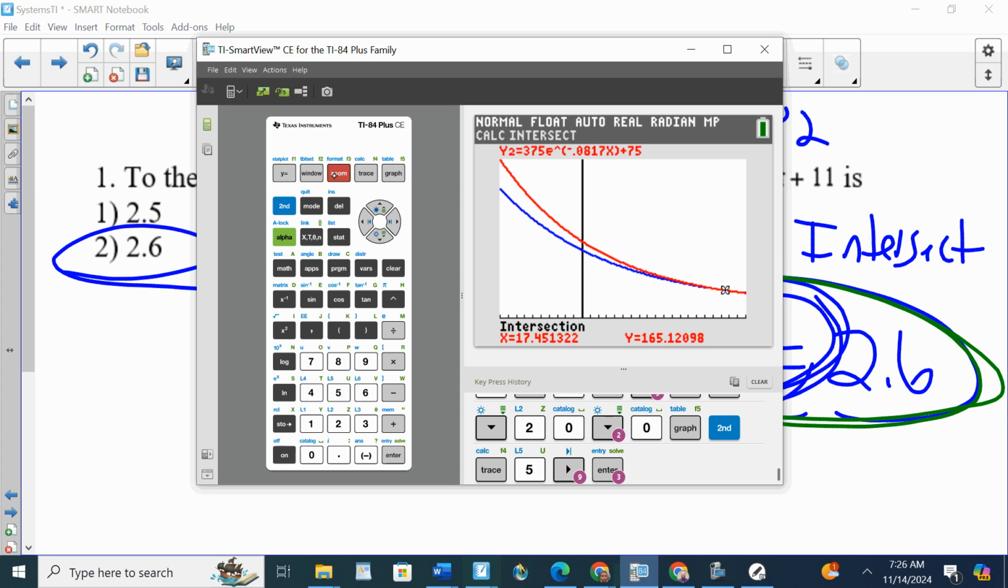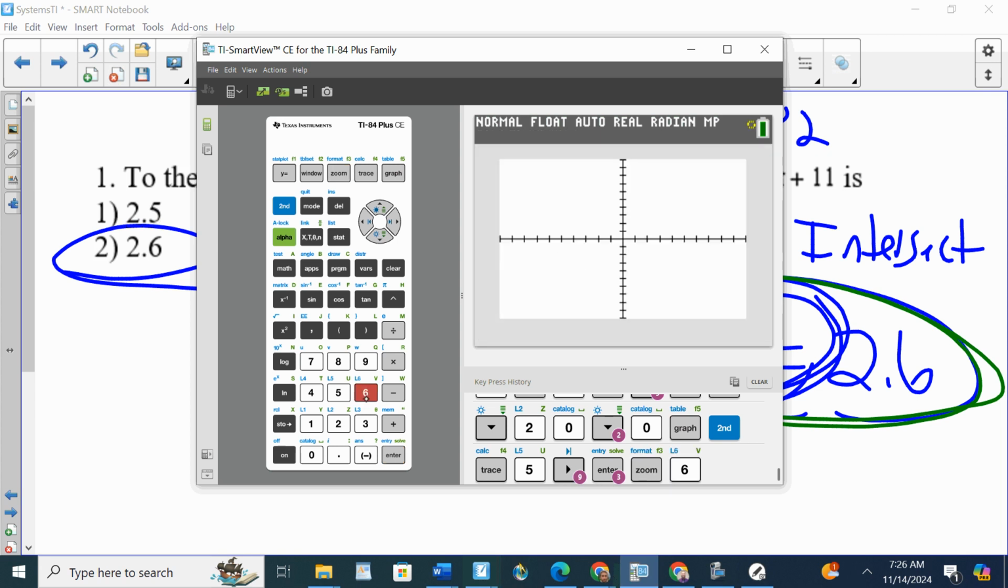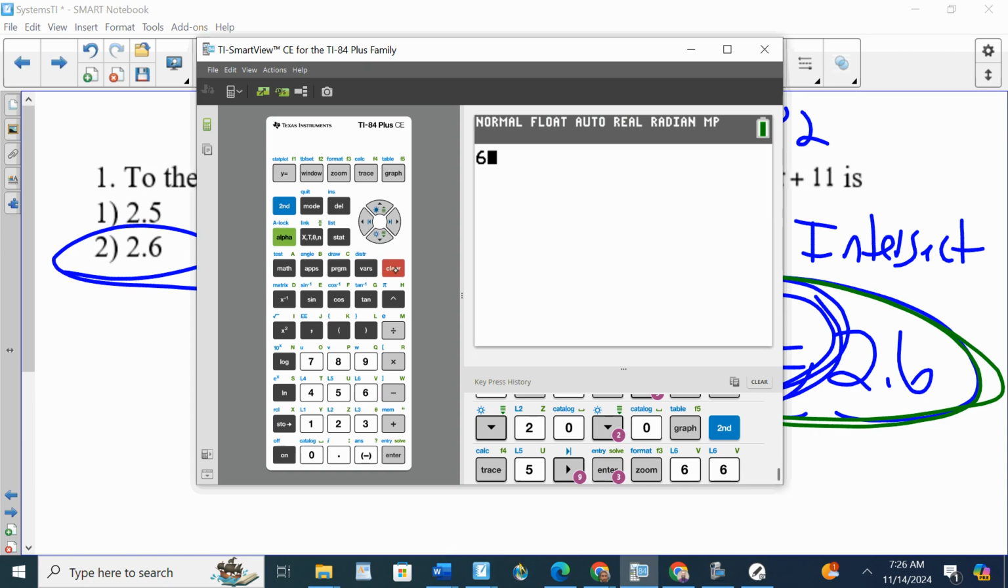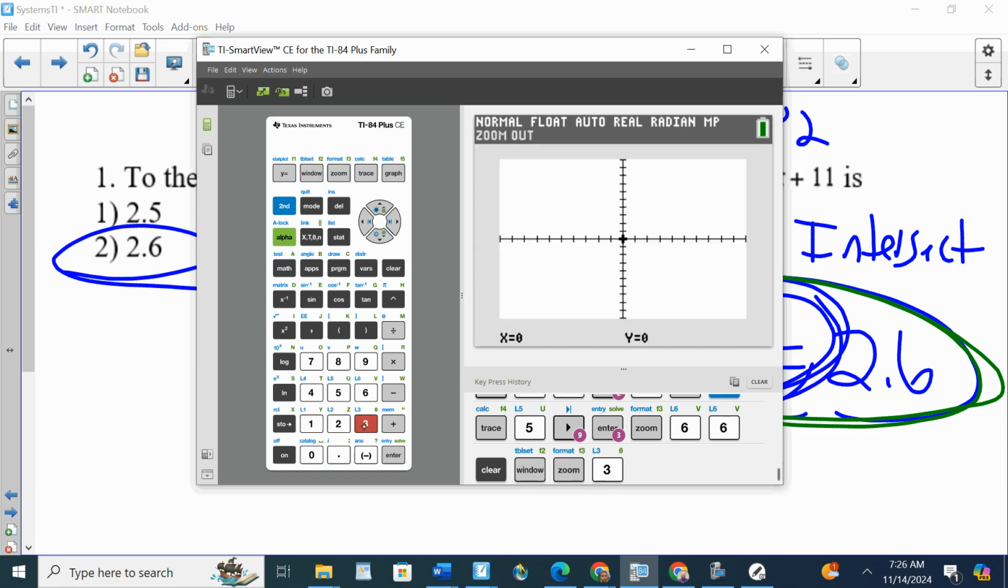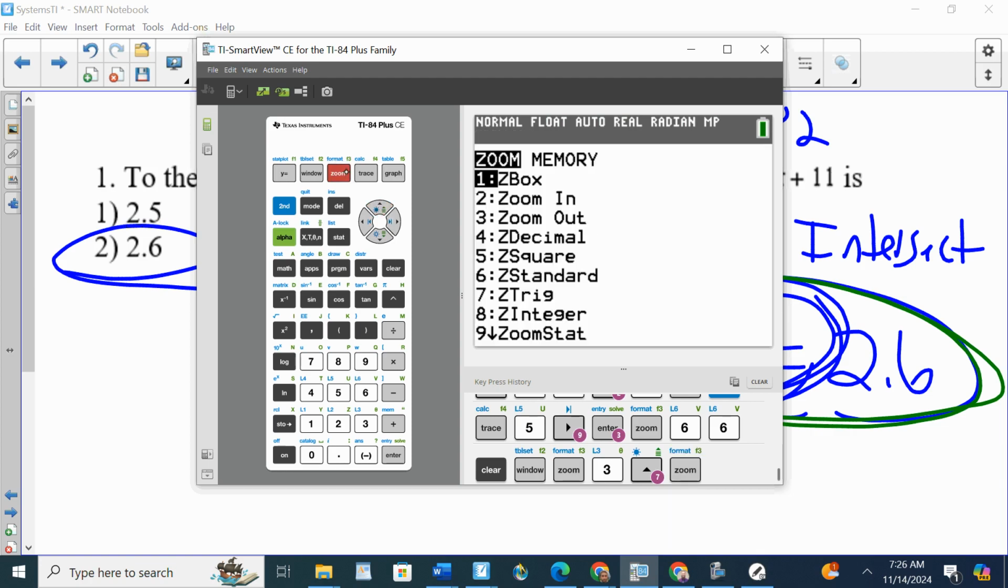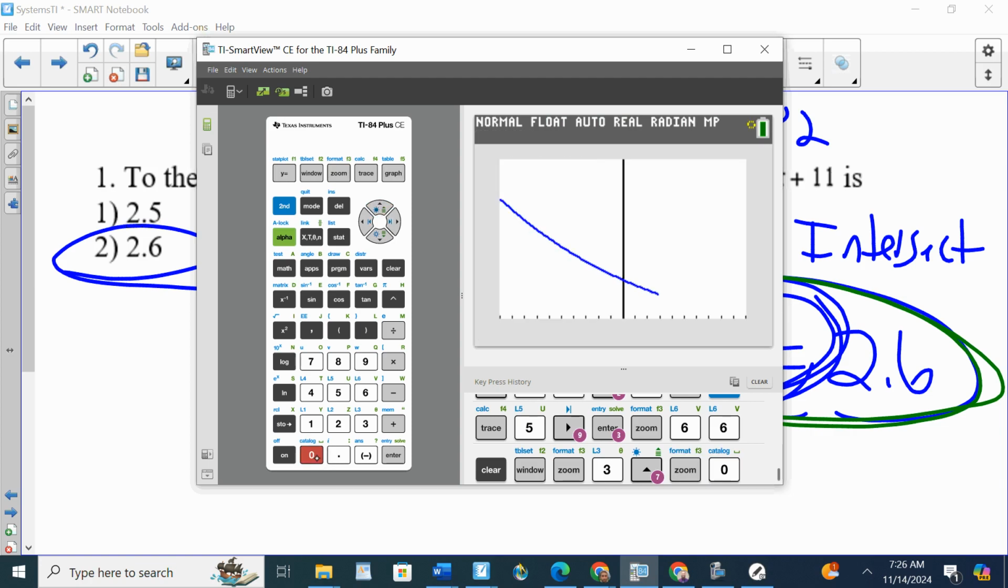Always start with zoom 6. If from there you want to see more of up, down, left, or right, you can go to window and adjust your x min left, x max right, y min bottom, y max top, or you can go to zoom out and you can move your cursor to the area that you want to see more of. However, if you see nothing, go to zoom fit, which is zoom 0. That will give you what the calculator thinks you want to see. You still may need to adjust your window from there, but at least you have something to start with.